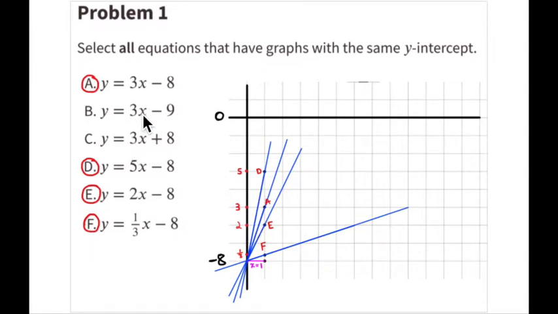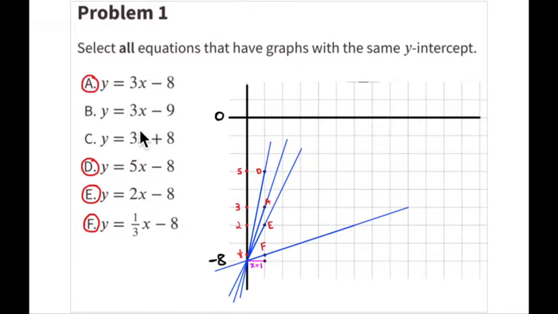Now B and C will be parallel to A. All 3 of them will have a slope of 3 units for every 1 unit in the x direction. But for B, it's going to cross the y-axis at -9. So this graph right here for A would be shifted down 1 unit. It would be parallel to A, so it would cross somewhere right down here at -9.